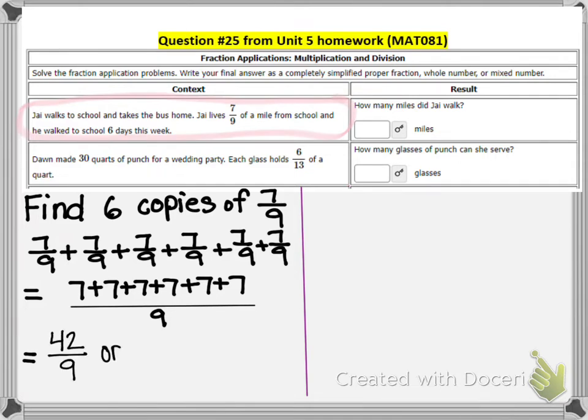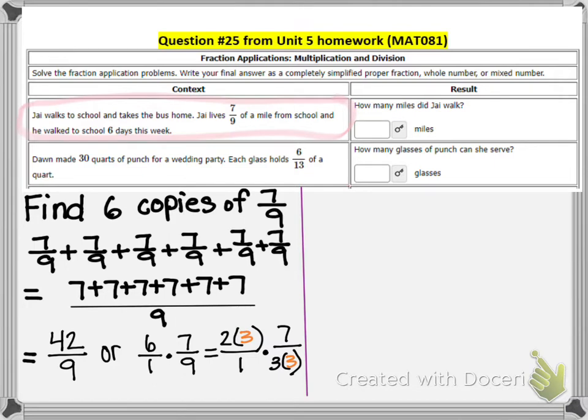Or we could recognize that the repeated addition is just multiplication. So if I have 6 copies of 7/9, that means I'm multiplying the number 6 by the fraction 7/9. So I rewrote 6 as 6 over 1. And then I rewrote the number 6 as a product of 2 factors, 2 times 3, and I'm rewriting the number 9 as 3 times 3, because I need to simplify this fraction.